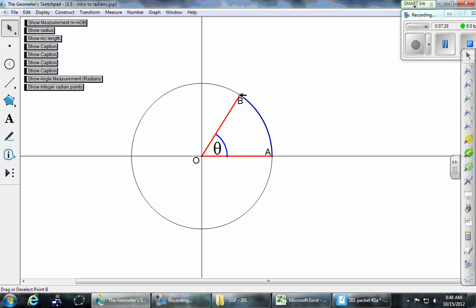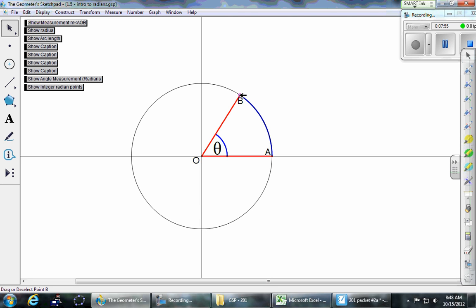I'm just eyeballing it. Does it look like maybe the blue and the red are approximately equal? You might think I'm off by a little bit, and I probably am. But that angle right there is a special angle. Do you know how we define that angle? That is 1 radian. If the blue is equal to the red, the measure of that one angle that makes that happen is defined to be 1 radian.